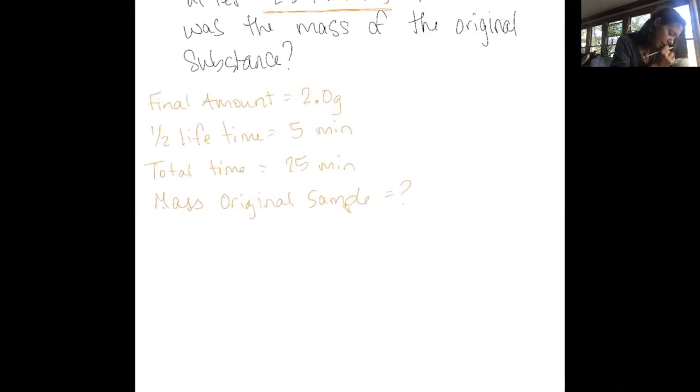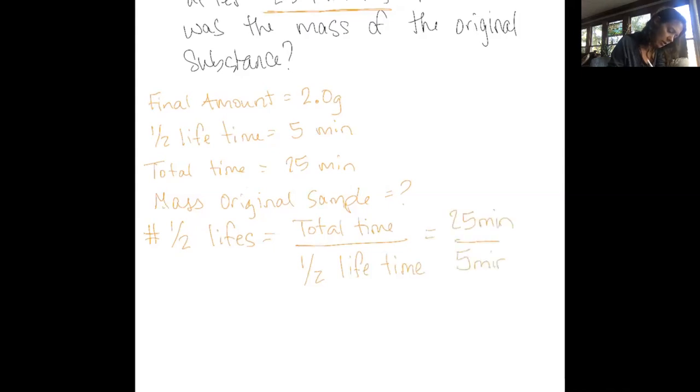Well, it looks like I need to know my number of half-lives. Number of half-lives, once again, equals my total time divided by my half-life time, right? And that is 25 minutes divided by 5 minutes, which equals 5 half-lives. So I need to know the mass of my original sample.